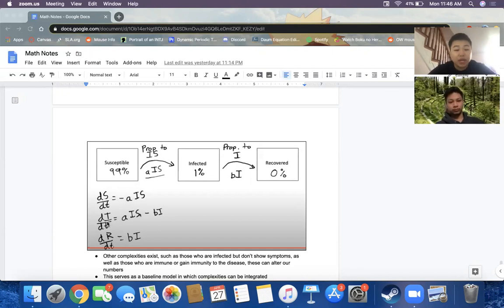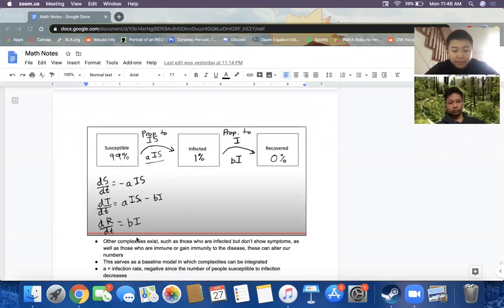And then the change in infected is basically the amount that got infected, minus the amount that recovered. So AIS is the amount that got infected, and then of those that get infected, a certain amount recover. That amount that recovers is BI. So you have AIS minus BI, and then the change in the number of people who eventually recover is just going to be BI.